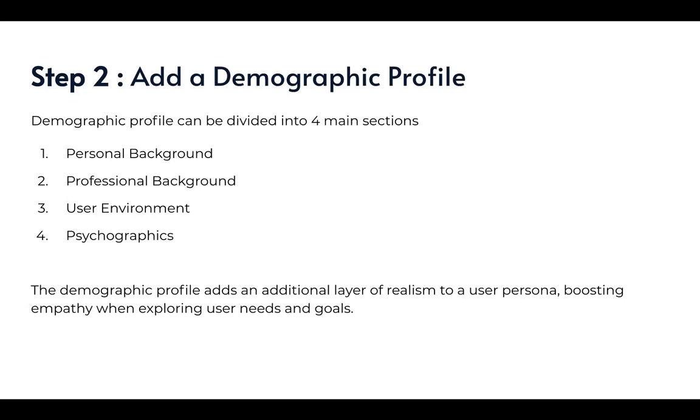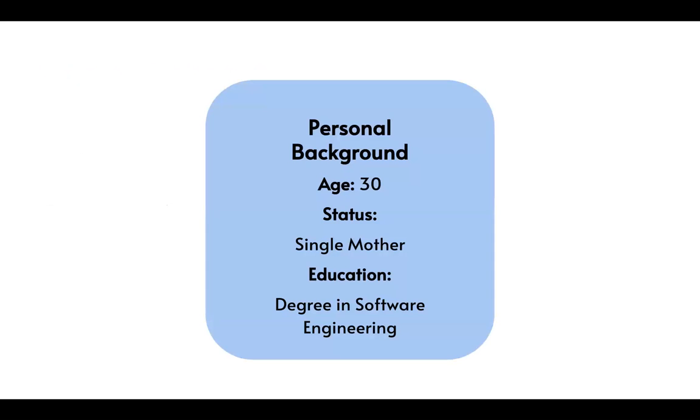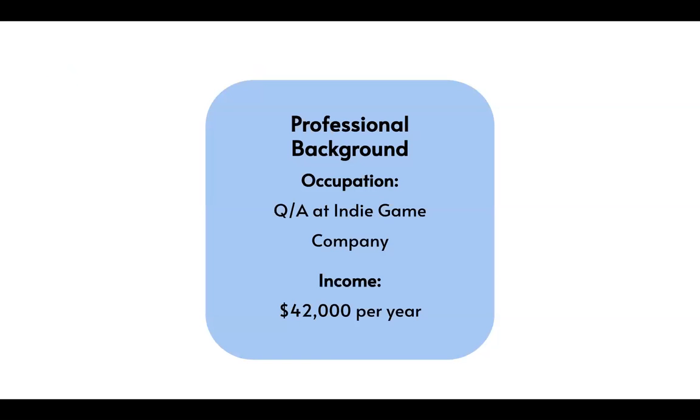Next. So the second step is to add a demographic profile. The demographic profile can be divided into four main sections: personal background, professional background, user environment, and psychographics, which I'll be talking about in detail next. So the personal background has information such as age, gender, education, persona group, and family status. An example could be Chloe Smith is 30 years old, she's a single mother, and she has a degree in software engineering. Next. So the professional background focuses on profession, income level, and work experience. The example could be something like she's a QA at an indie game company and she earns $42,000 per year.